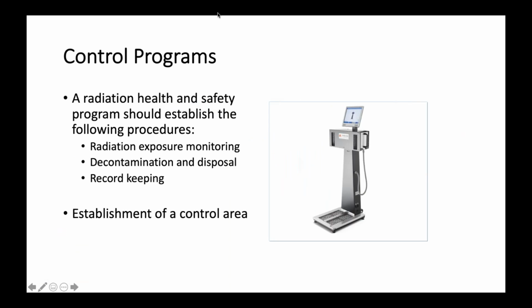Control programs. Radiation health and safety program should establish the following procedures. Radiation exposure monitoring. You are in a program that you're monitored for radiation exposure. Decontamination and disposal, and record keeping.